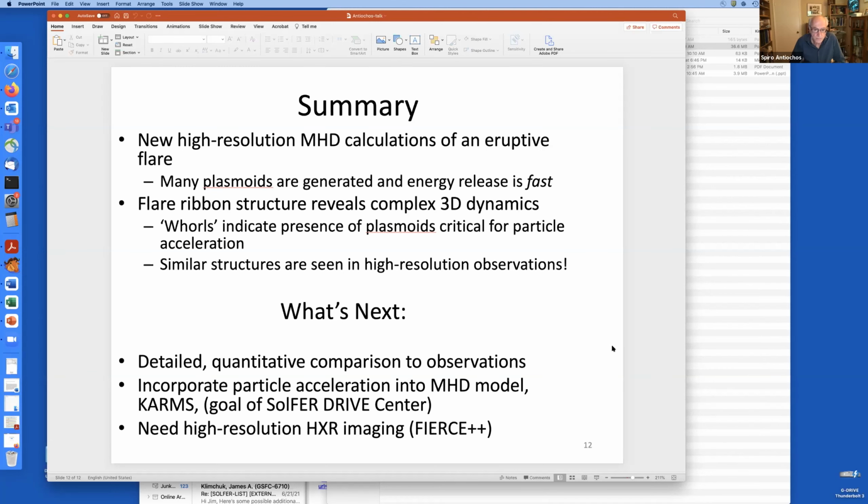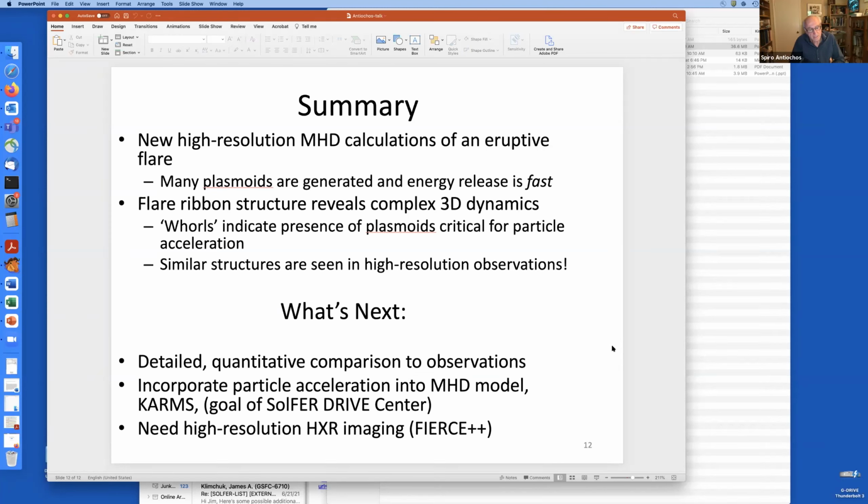What is the mechanism of the formation of the plasmoids? Is it due to the tearing mode instability, for example? And how does this connect with the resistivity that you have in your simulations? Does the formation of plasmoids depend also on the value of the resistivity that you have?